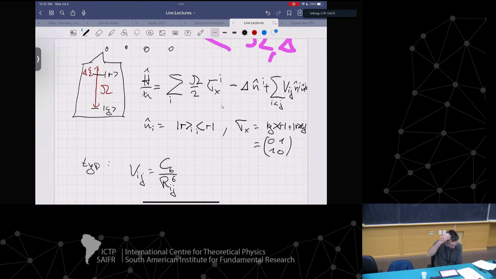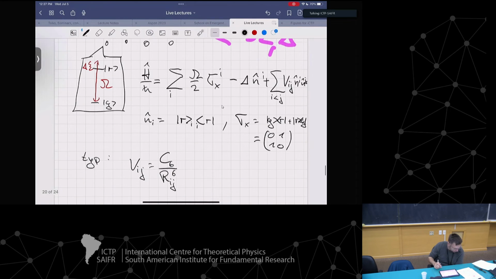So this Hamiltonian is actually a Hamiltonian you know well, I think. And you realize that you know this Hamiltonian well by realizing that this n, this projector that we had, is basically sigma z. So it's just identity minus sigma z.